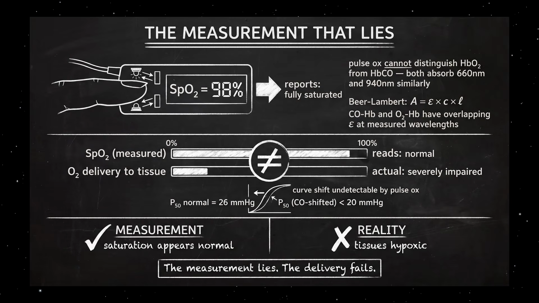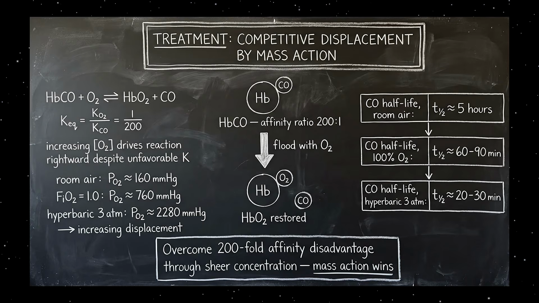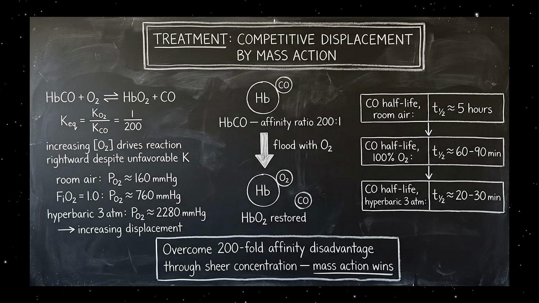The pulse oximeter reads normal saturation because the hemoglobin is fully loaded. The tissues are hypoxic because the hemoglobin will not unload. The measurement lies. The delivery fails. Treatment requires 100% oxygen, or hyperbaric therapy, to competitively displace the carbon monoxide from the binding sites through mass action, flooding the hemoglobin with enough oxygen to overcome the 200-fold affinity disadvantage through sheer concentration.